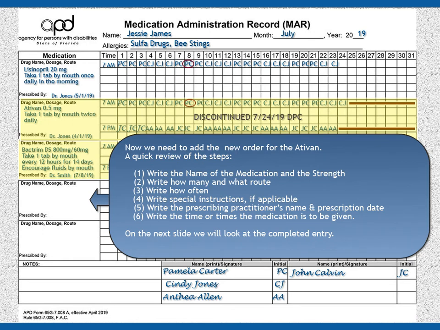A quick review of the steps. 1. Write the name of the medication and the strength. 2. Write how many and what route. 3. Write how often. 4. Write special instructions if applicable. 5. Write the prescribing practitioner's name and prescription date. 6. Write the time or times the medication is to be given. Be sure to update your worksheet before moving on to the next slide.